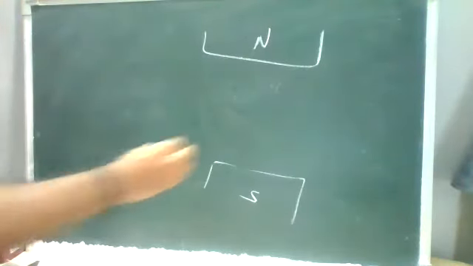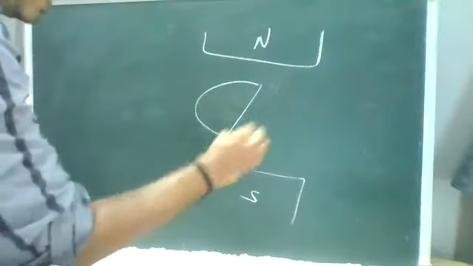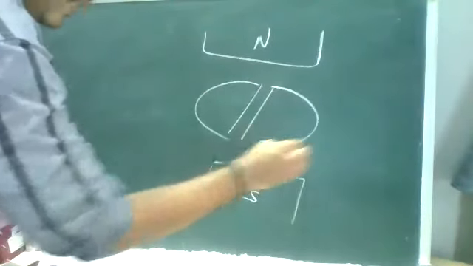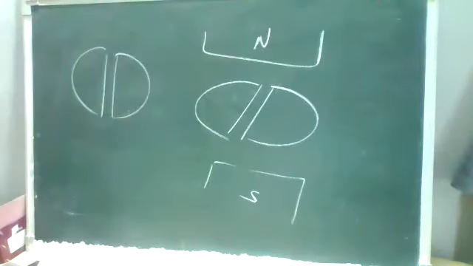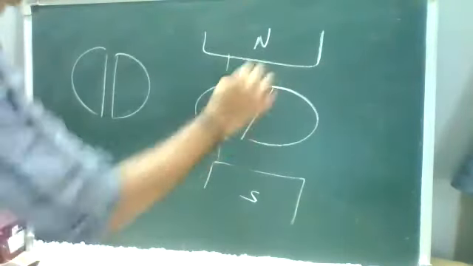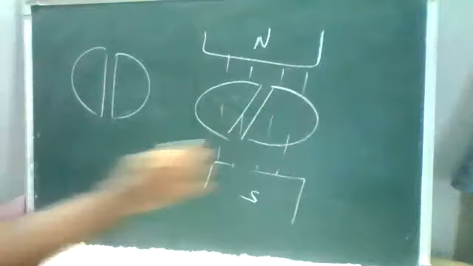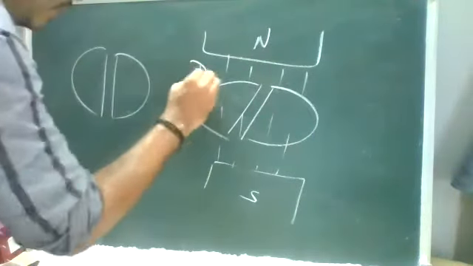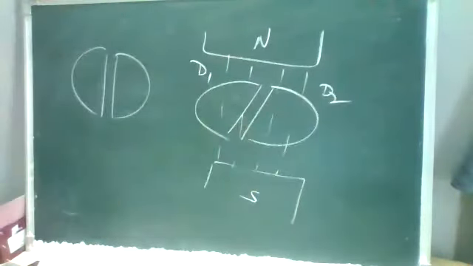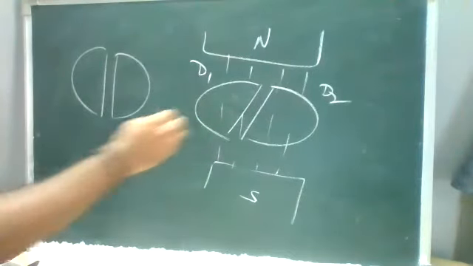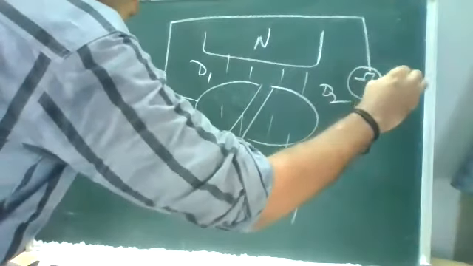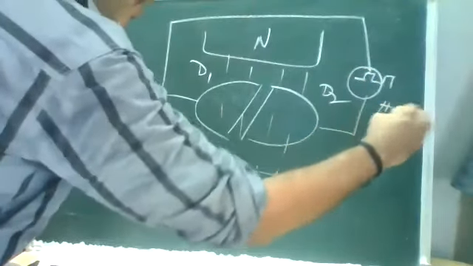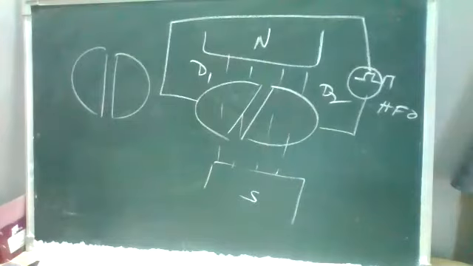In between these magnets, I am placing two D-shaped structures, made of non-magnetic material, where the magnetic field lines can enter. Either D1 or D2, with a small space in between. In the D-shaped structures, I'm connecting a high frequency oscillator giving pulsating signals.